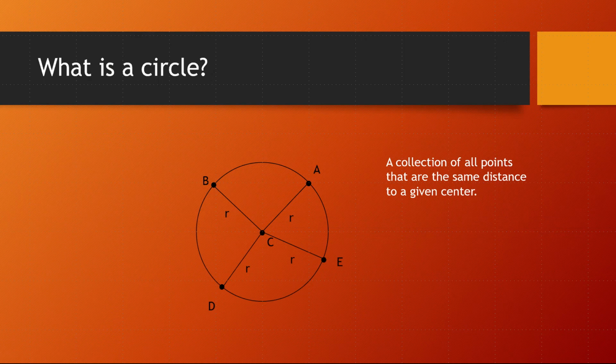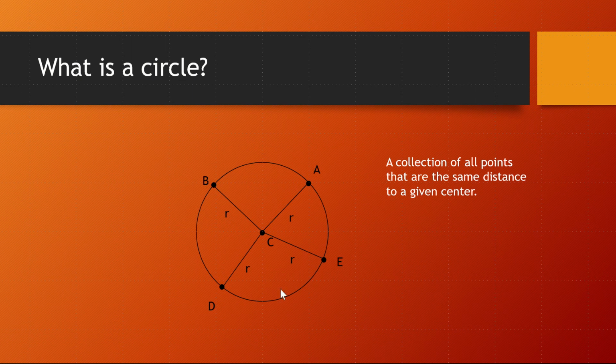So first of all, let's talk about what exactly a circle is. Basically, a circle is a collection of all the points that are the same distance from a given center. So all these points, A, B, D, and E, are a distance of r from this center C. That is pretty much what a circle is.